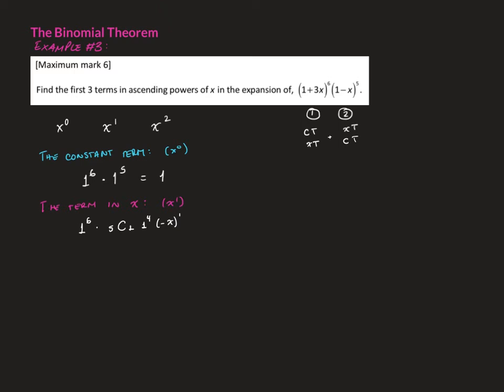Now to this we are going to add the second case, which is the x term in the first binomial, and that is 1 to the power of 5, and that is the combination of 6 and 1 to the power of 5 times 3x to the power of 1 times the constant term in the second binomial, which is 1 to the power of 5.